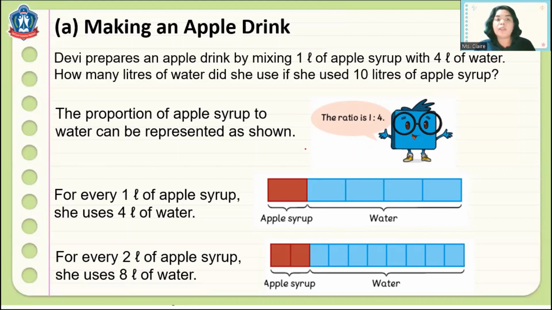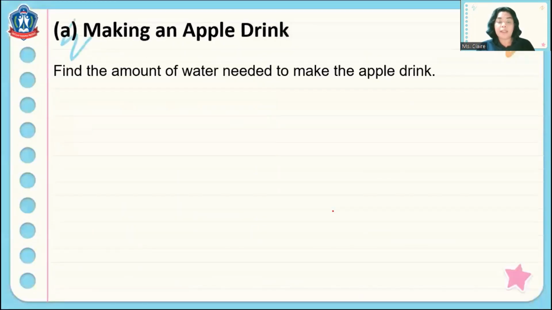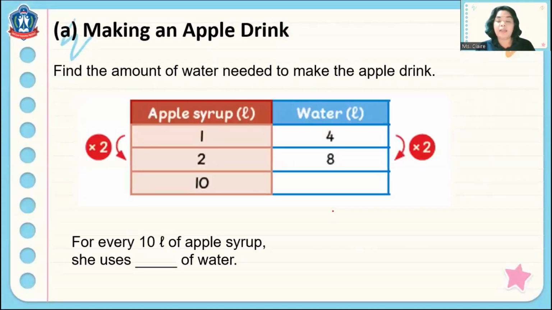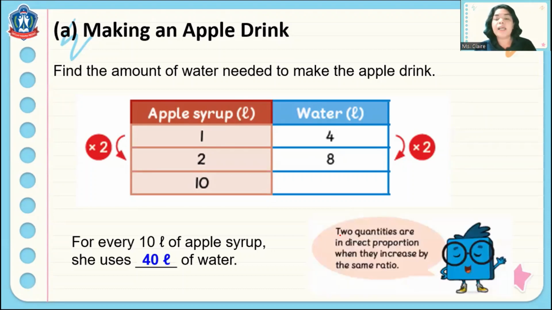So how about if she uses 10 liters of apple syrup? We simply multiply it by 4. Therefore, 10 times 4, and that is 40. So, for every 10 liters of apple syrup, she uses 40 liters of water. So, 2 quantities are in direct proportion when they increase by the same ratio.